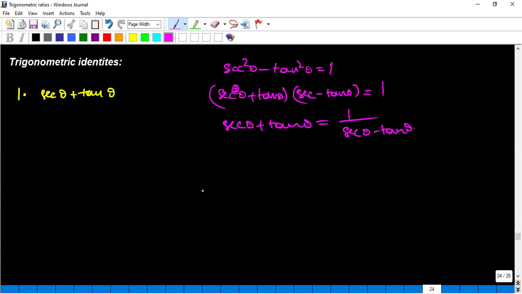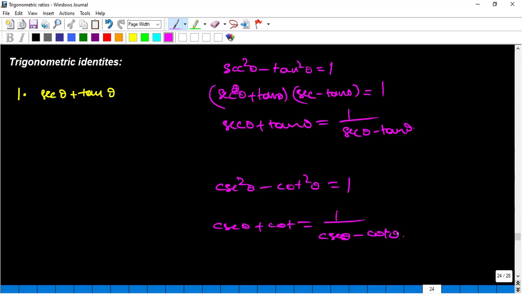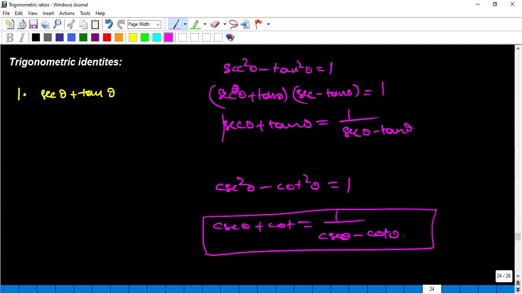Okay. Same like that, we'll have one more formula. Cosecant square theta minus cot square theta is equals to 1. From this you will derive cosecant theta plus cot theta is equals to 1 by cosecant theta minus cot theta. Okay. These are the formulas which we have to remember to solve the questions easily.